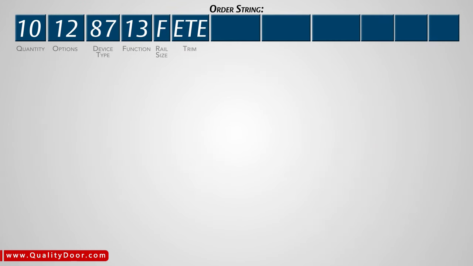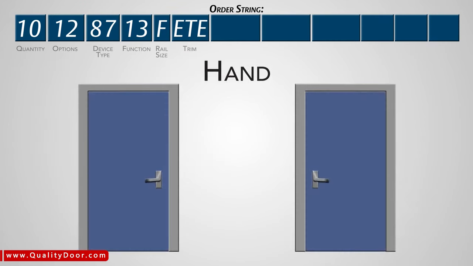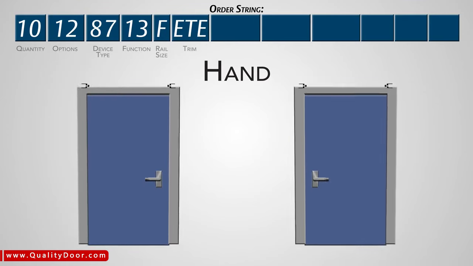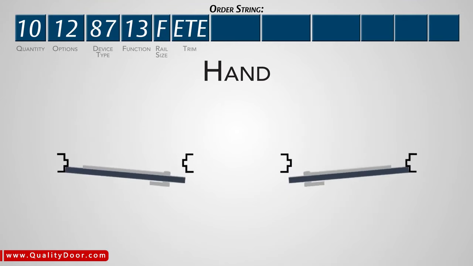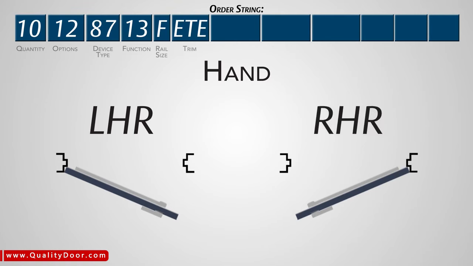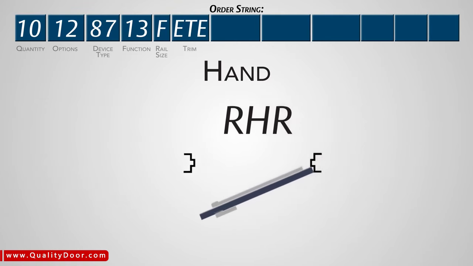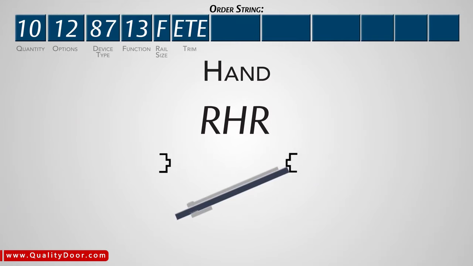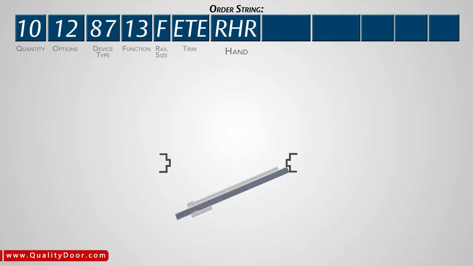The next thing we need to specify is the hand of the door. The hand determines which way the door swings to open when standing on the secure side of the opening. LHR stands for left-hand reverse, and RHR stands for right-hand reverse. We'll select the right-hand reverse style, so we'll enter RHR here.